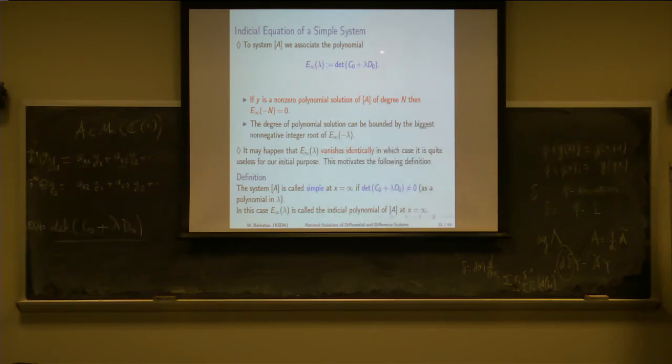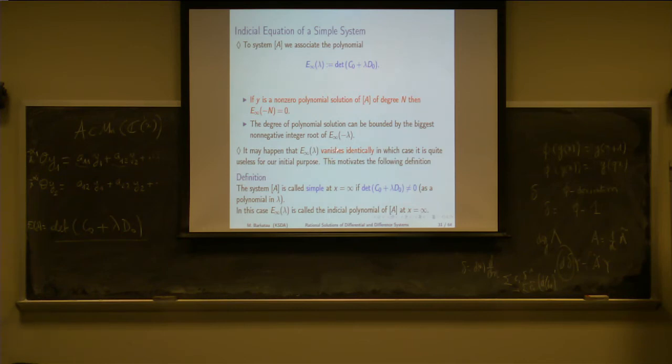I put this by definition E infinity of lambda is this determinant. So if y is a non-zero polynomial solution, and more generally if it is a local solution at infinity, a Frobenius solution at infinity, then the exponent, or the degree of polynomial solution, or its negative, must be a root of this polynomial. So I would like to call this initial equation, but unfortunately it may happen that this determinant here is identically 0. There is no guarantee that it's not.